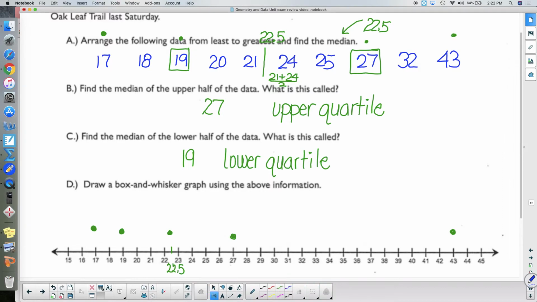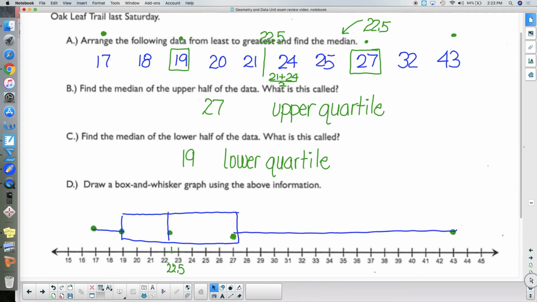With those 5 data points, I start with my whisker first, connect the box between these guys, and put a nice line through there. And then continue with that other whisker. So take a moment, make a really good looking one, and finish up that exam review.